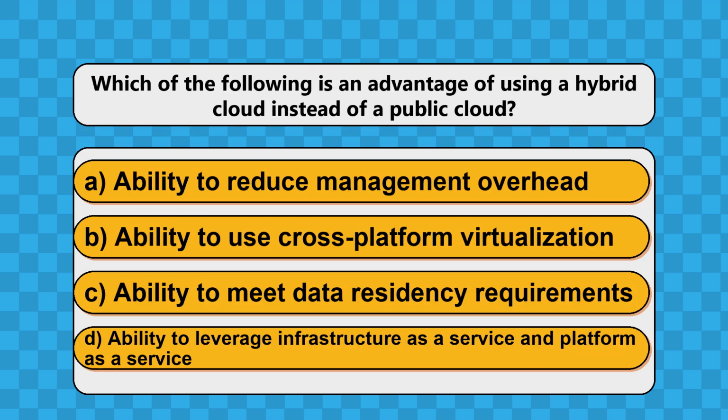Question 51. Which of the following is an advantage of using a hybrid cloud instead of a public cloud? Option A, ability to reduce management overhead. Option B, ability to use cross-platform virtualization. Option C, ability to meet data residency requirements. Option D, ability to leverage infrastructure as a service and platform as a service. The correct answer is option C, ability to meet data residency requirements.